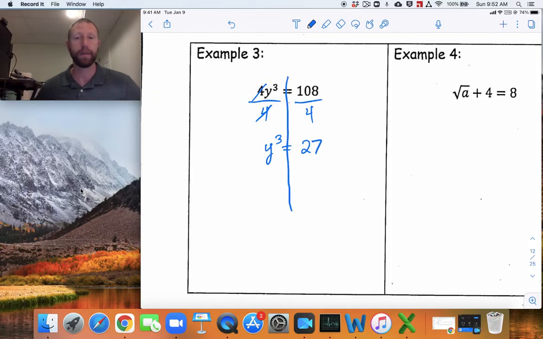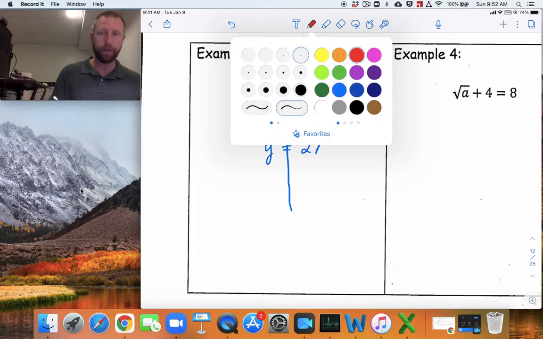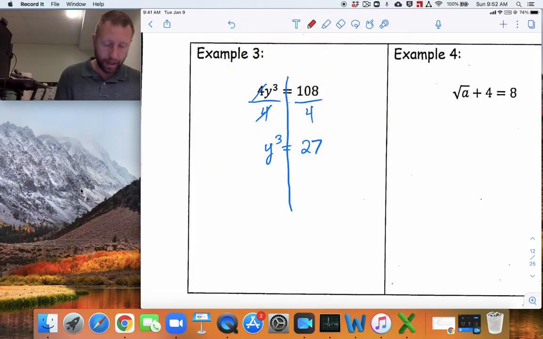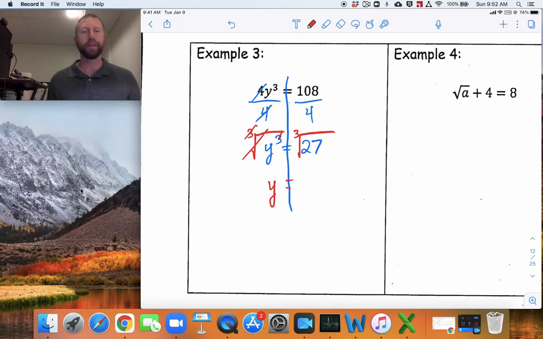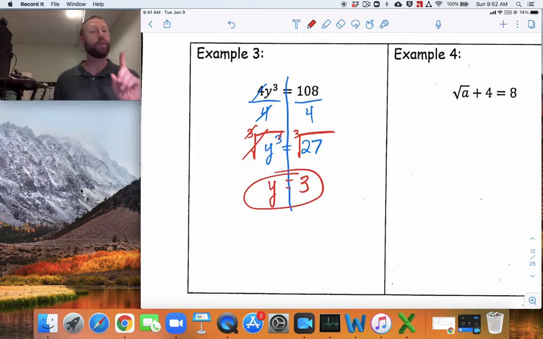My goodness, it's making me lose my train of thought. y cubed equals 27. The opposite of cubing a number is to take the cube root. I'll change my color here. I'm going to take the cube root of this side and the cube root of this side, because the cube root symbol and the cube cancel each other out. I'm left with just y. The cube root of 27, we actually did that in the notes on the last section, is 3.